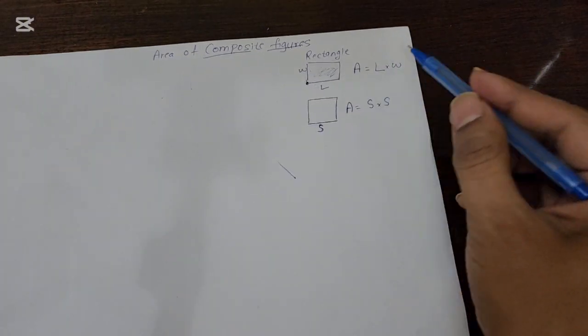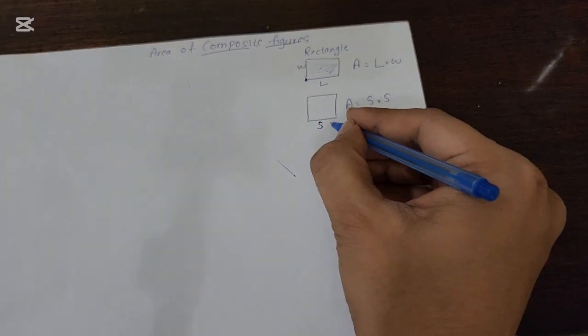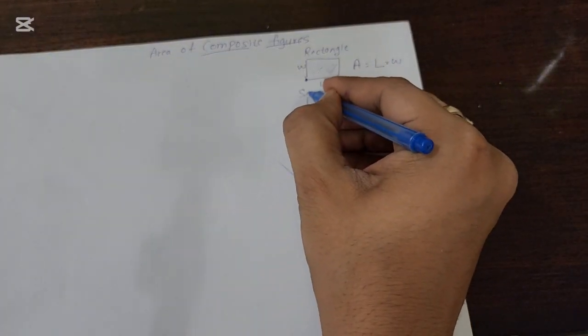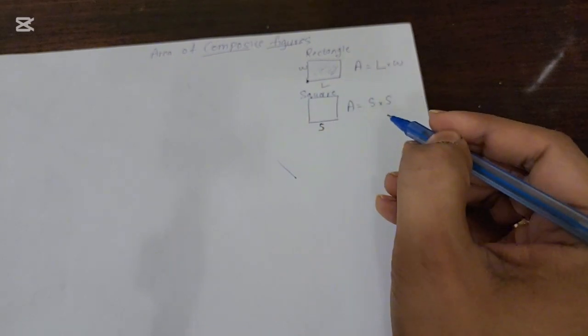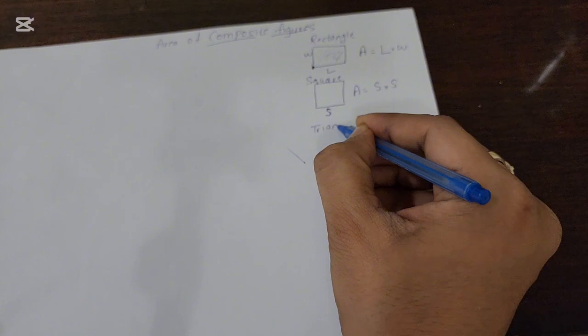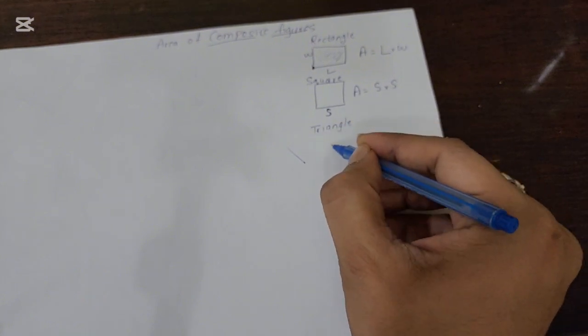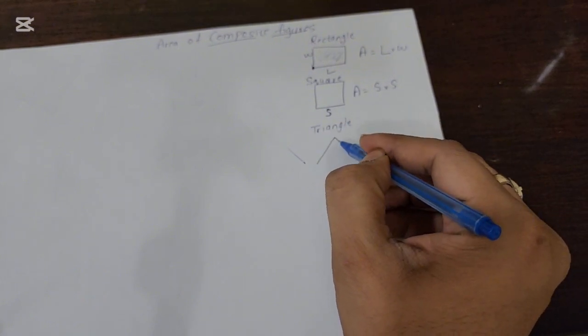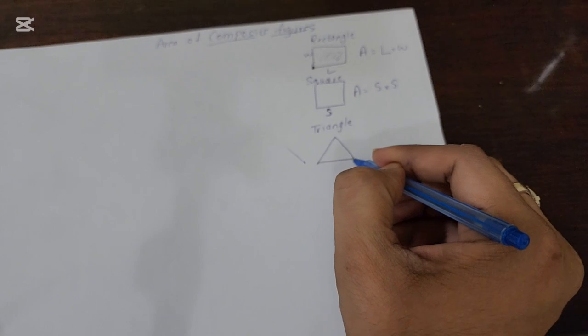Okay, so rectangle done, square done. Okay, this is square. Let me write the name here, square. After square, we will have triangle. Tri means 3. So 3 means 3 sides. A figure, enclosed figure with 3 lines.